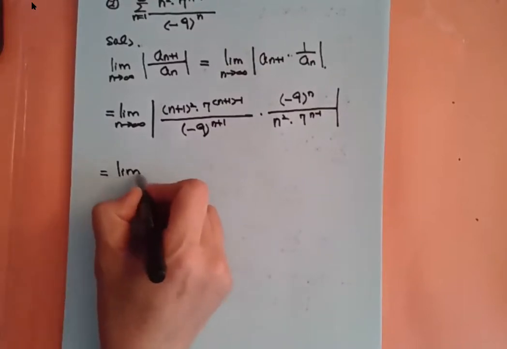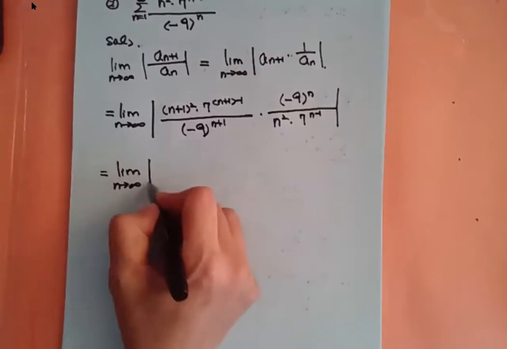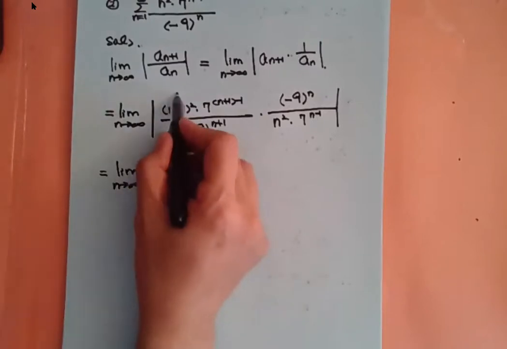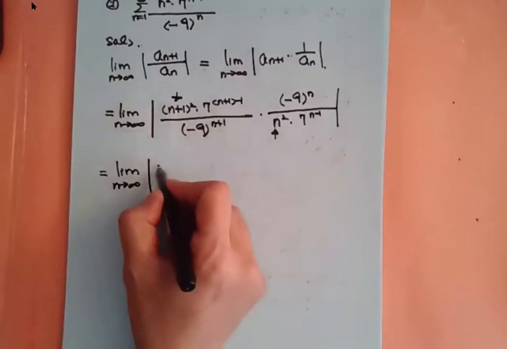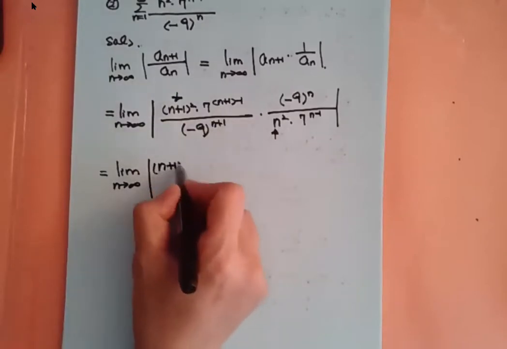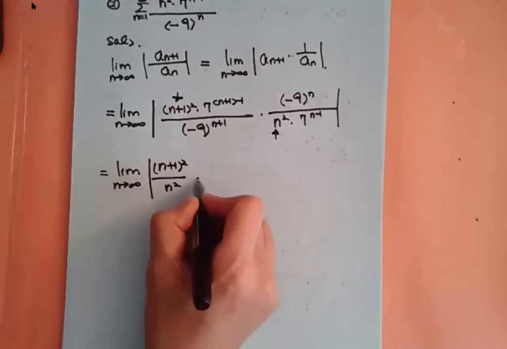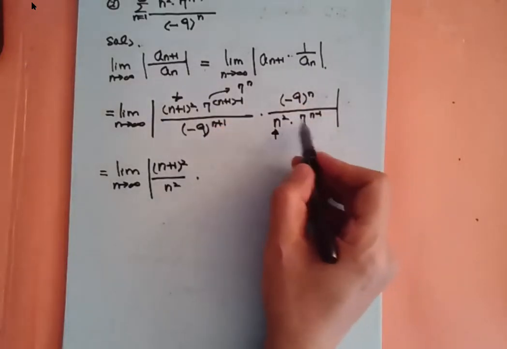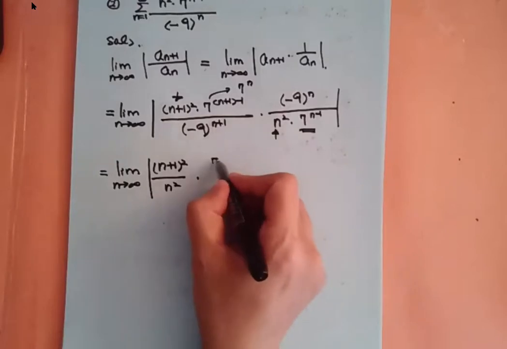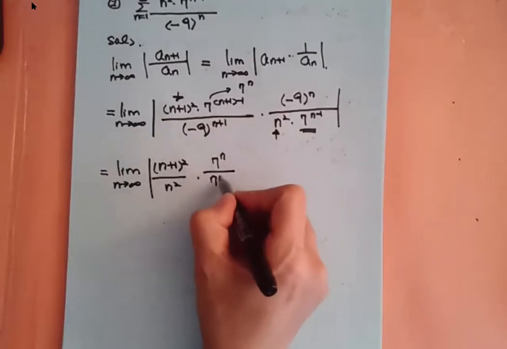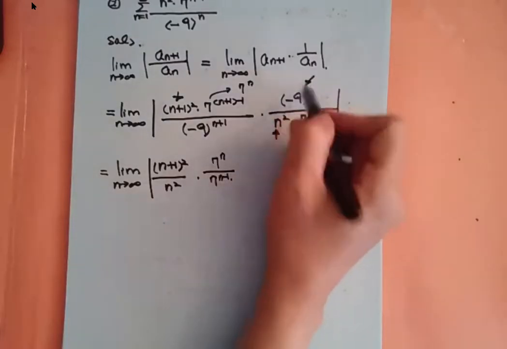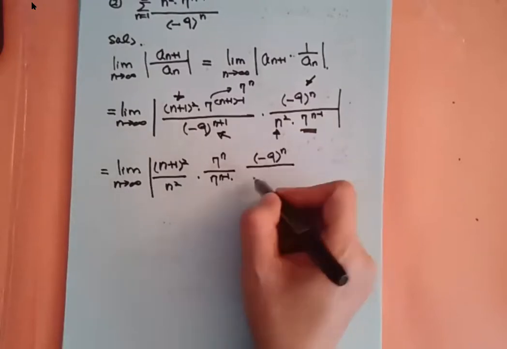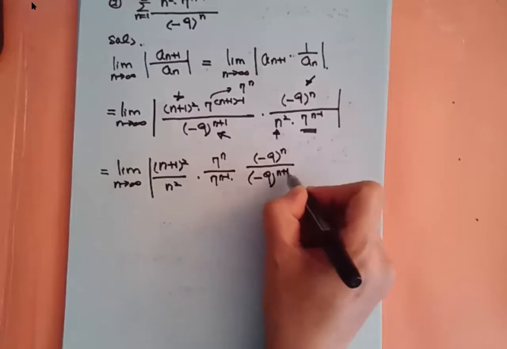So that equals the limit as n goes to infinity of the absolute value. Let's just gather the same kind of things. I will put these in the same fraction. So (n plus 1) squared over n squared, times 7 to the n power, which I will gather with 7 to the n power over 7 to the n minus 1 power. And then we think about these two, that is negative 9 to the n power over negative 9 to the n plus 1 power.